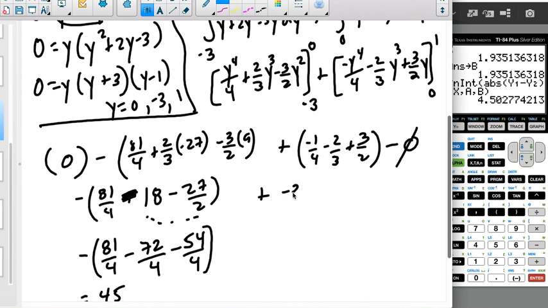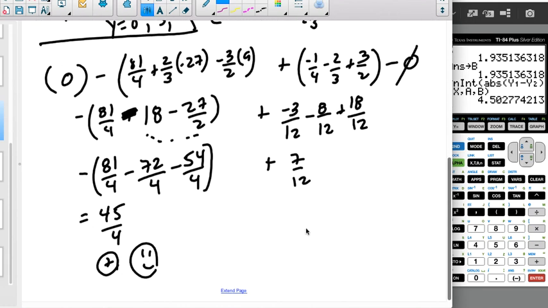So this is -3/12, minus 8/12, because the common denominator I'd multiply by 4, plus 18/12. Checks out. So these together would be a 10/12. So this ends up being a 7/12, which is also positive, right? So that's a good sign. So this is also positive, which means I subtracted in the right order. So my final answer is going to be the 45/4 plus the 7/12.